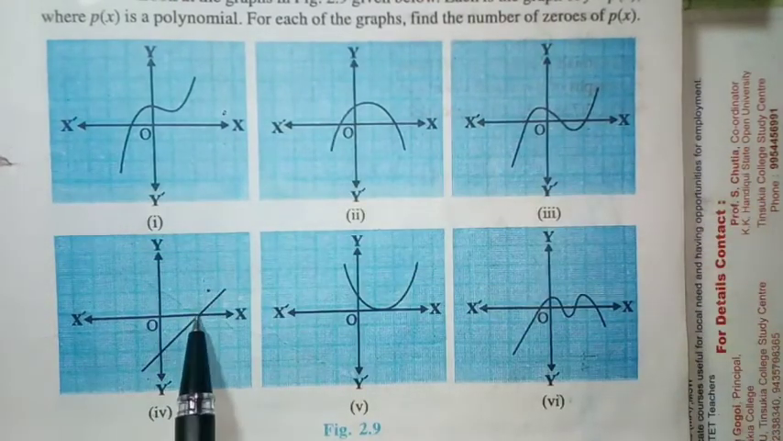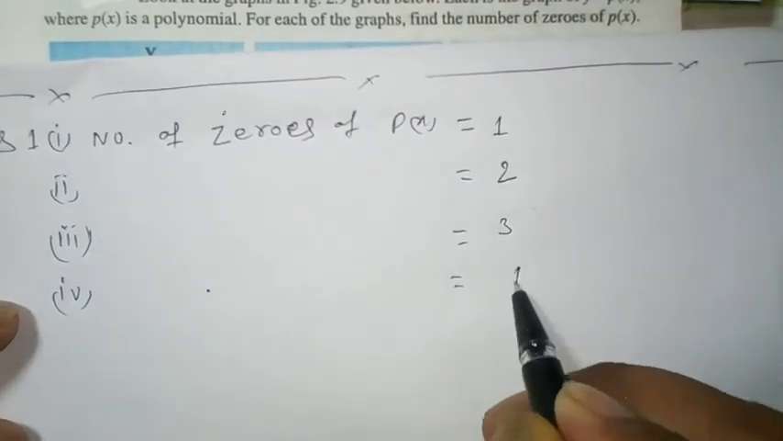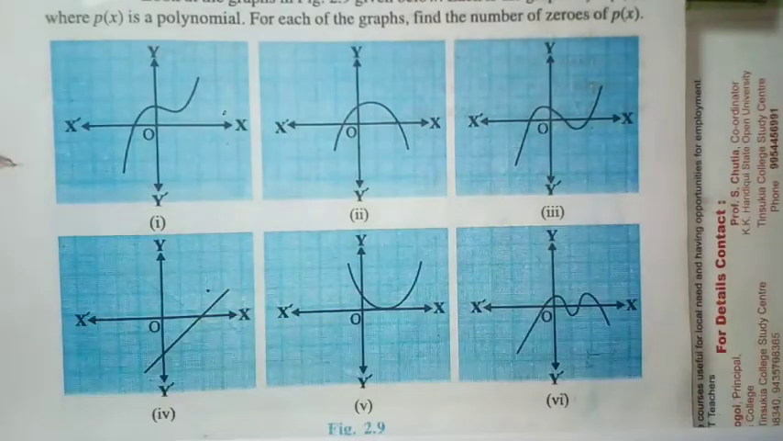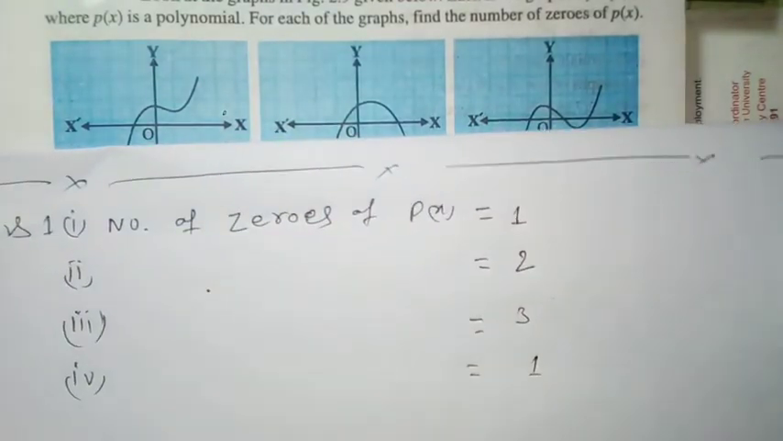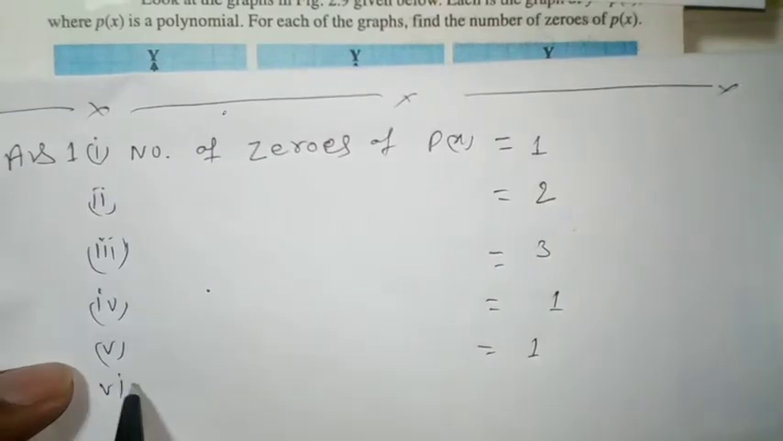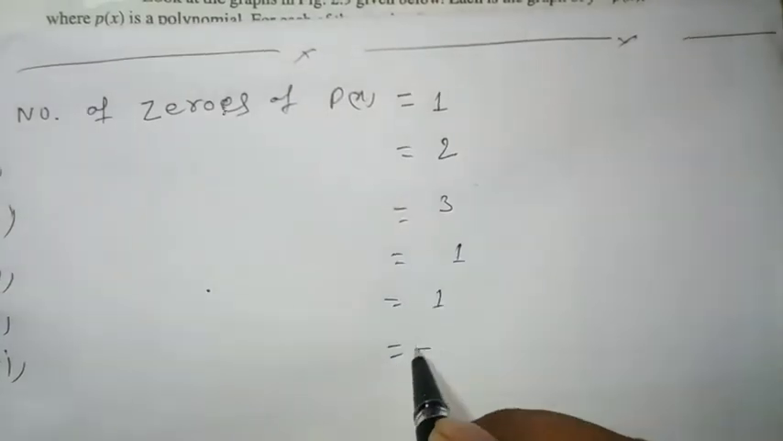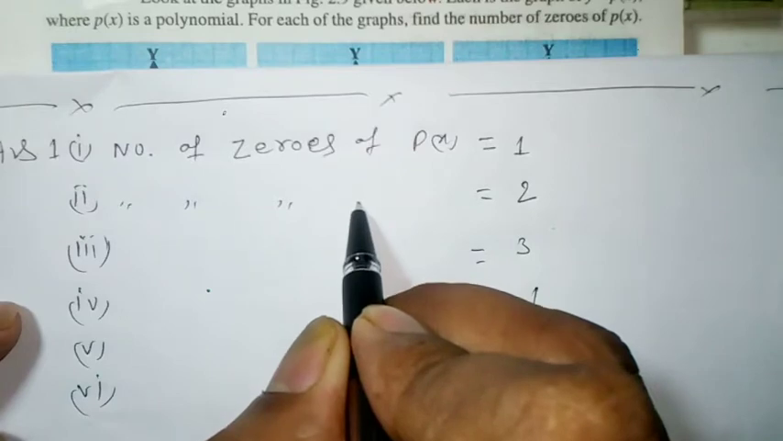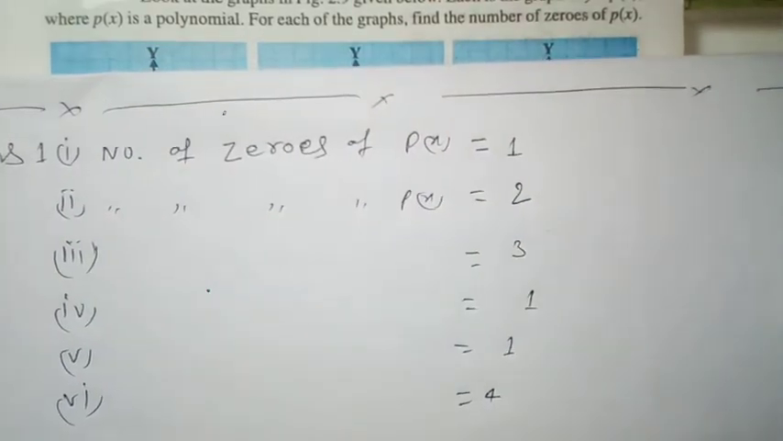In this figure, 1. In this figure also 1, because it touches the x-axis in 1 point. The graph touches in 1 point. In 6, 1, 2, 3, 4, so the number of zeros of p(x).